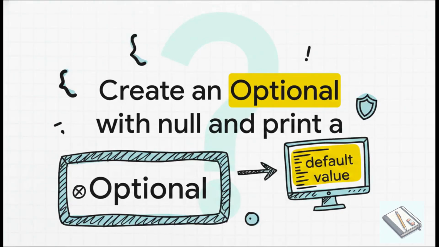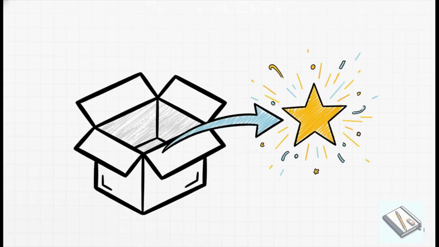Wrapping things up, section 6, challenge and recap. Time for a quick micro challenge. Pause and try this. Create an Optional with a null value and safely print a default. Do it in your head or fire up your IDE real quick. Give it a shot.